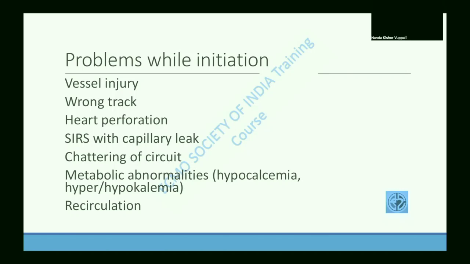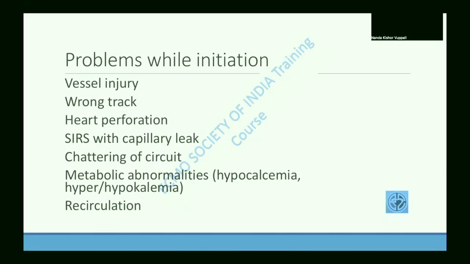If the patient is hypovolemic, or intravascular hypovolemia is there, there can be chattering of the tube, which we'll show in the next video. So if there is a certain jerky movement of the tube, of the circuit, that means there's not enough volume in the patient. So we need to give more volume.